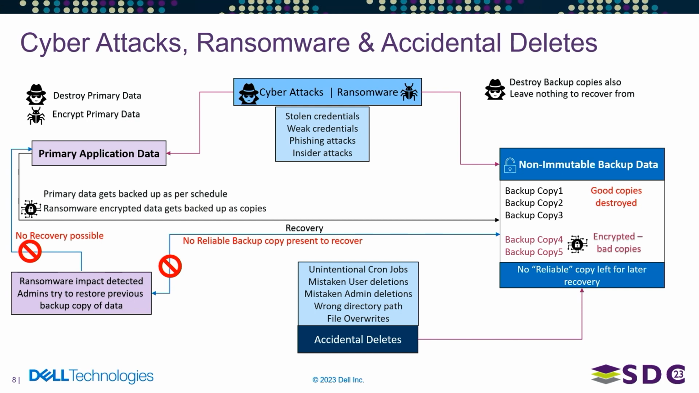Or another way is that the sysadmin made a mistake. There is a cron job that's gone haywire, and they've used the wrong path to delete something. They've used the wrong name to delete. And these are also very common. So there are many situations where the backup data, this is supposed to be the data of last resort, and the data of last resort is gone, right? It's unusable. So now they are dead in the water.